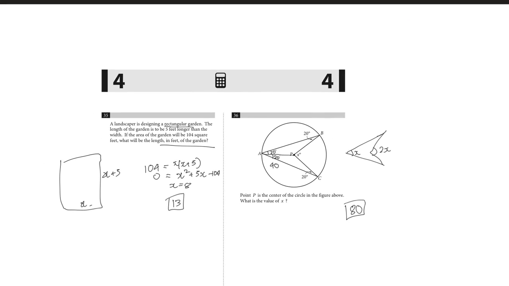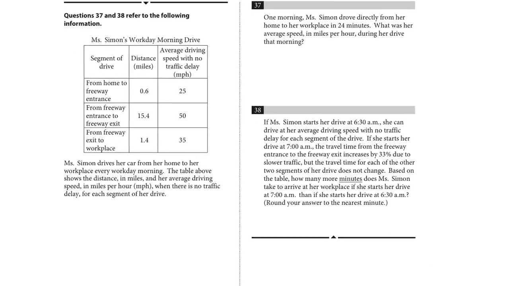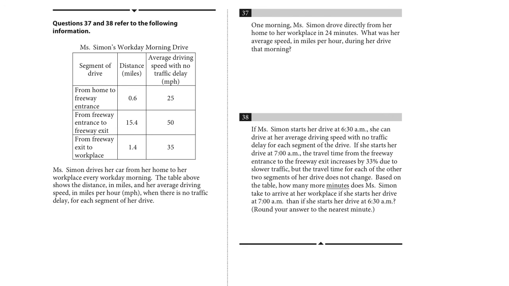Okay, let's move to the next page. Questions 37 and 38 refer to the following information: Mrs. Simon's workday morning drive. Distance in miles, average driving speed with no traffic delay. This is a three-part road: from home to freeway entrance, freeway entrance to freeway exit, and freeway exit to her workplace. One morning, Mrs. Simon drove directly from her home to her workplace in 24 minutes. What was her average speed in miles per hour during the drive that morning?